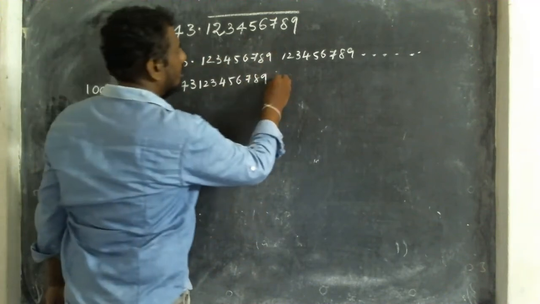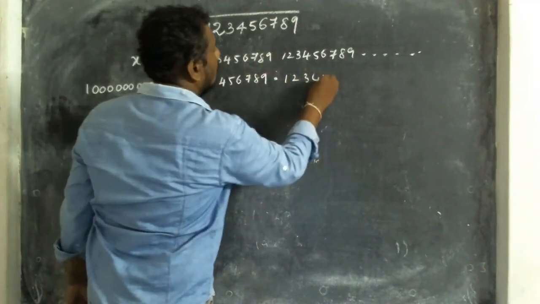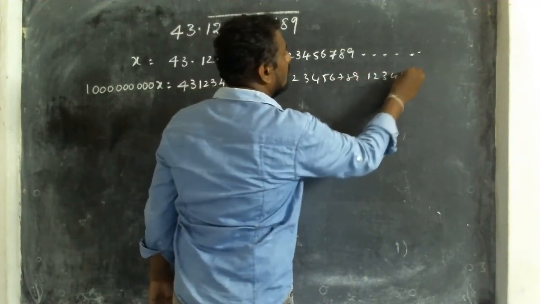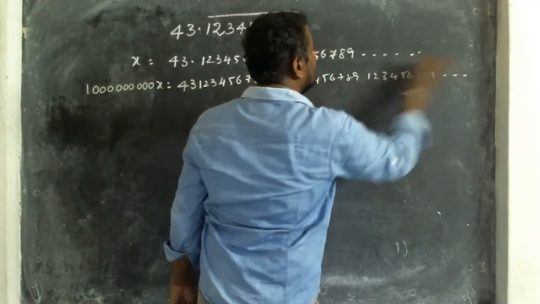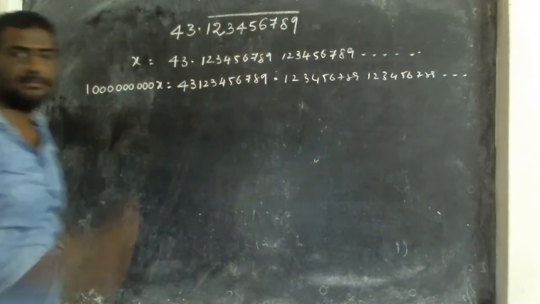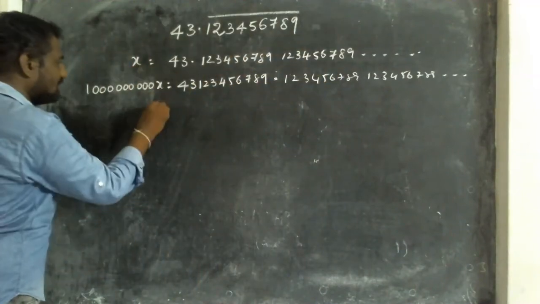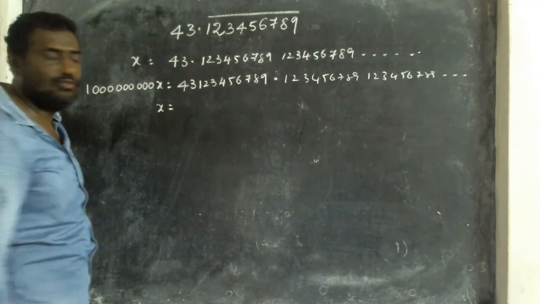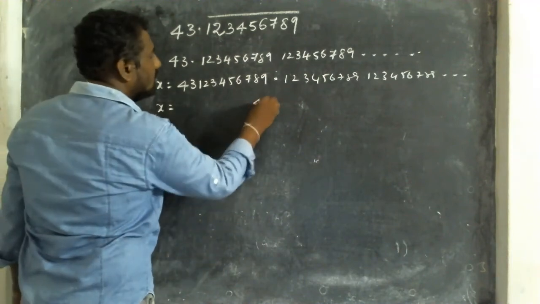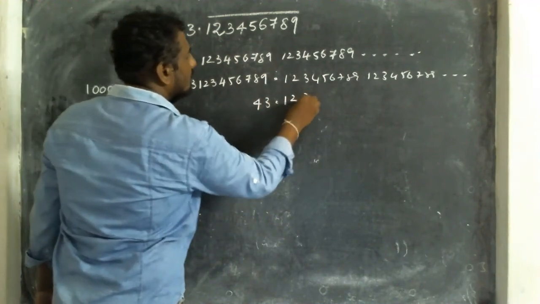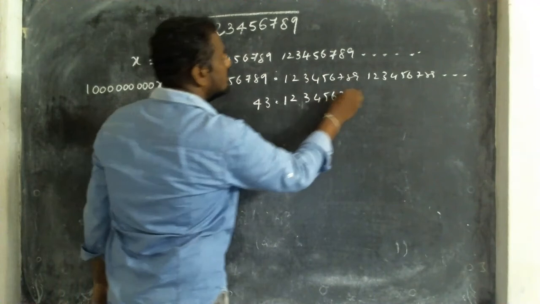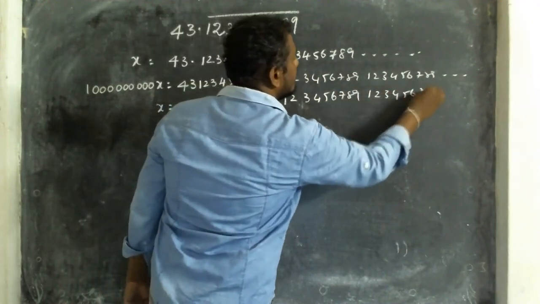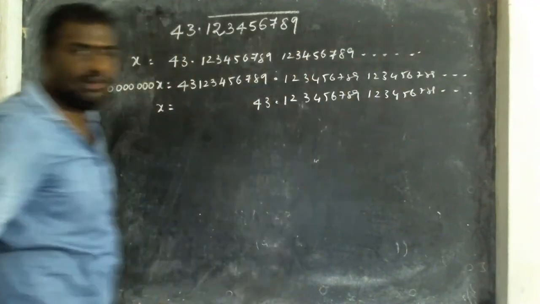Now what is the remaining? 1, 2, 3, 4, 5, 6, 7, 8, 9, and so on; the numbers will be repeated. Now take the first equation, write it down below this, and we'll go for subtraction. x equals 43.123456789, 1, 2, 3, 4, 5, 6, 7, 8, 9. Now you go for subtraction.